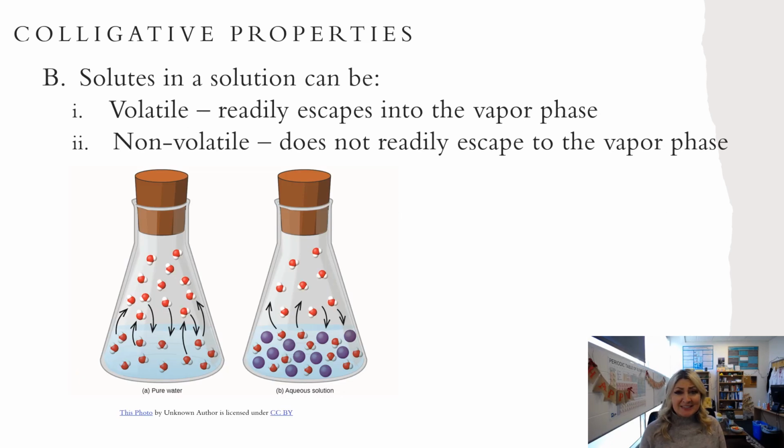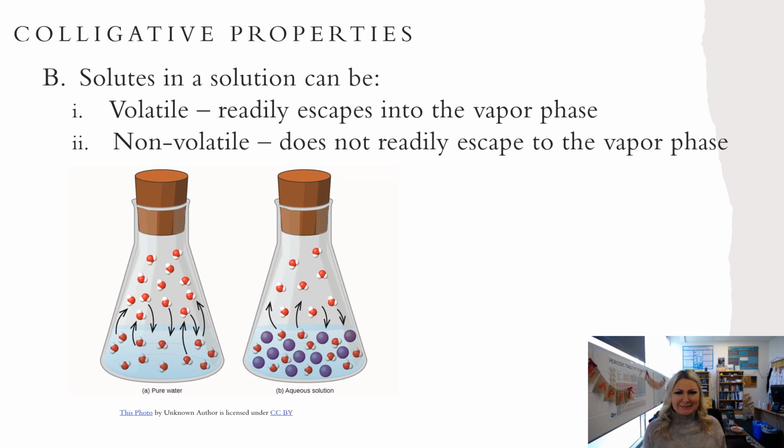Two terms we need to discuss before we get any deeper into this are the terms volatile and non-volatile. If a substance is volatile, it means it escapes readily into the gas phase or the vapor phase. So think about some of the substances you have that you open the container and you can instantly smell them. That's something that's volatile. It is escaping from the liquid phase to the gas phase, and you're detecting that with your nose.